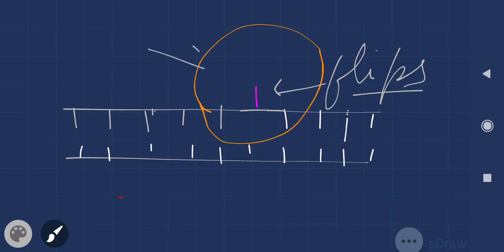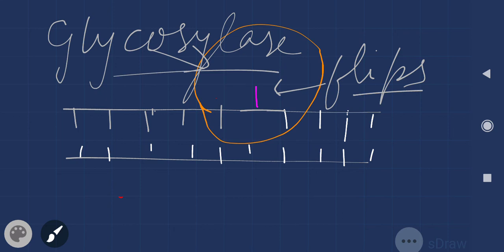If this is your DNA glycosylase, it flips that damaged base out of the double helix, and then it is followed by cleaving of this glycosidic bond, but the backbone will remain intact. It will not be damaged. It will further be removed by your epi-endonuclease. So in this way your DNA glycosylase acts. DNA glycosylase flips that damaged base out of the double helix, followed by a cleavage, cleavage meaning cut, of the glycosidic bond.